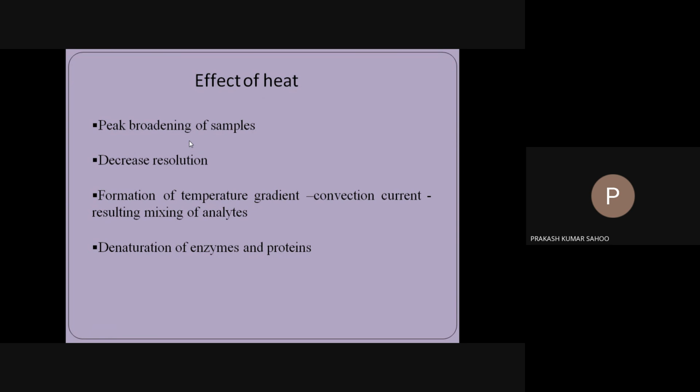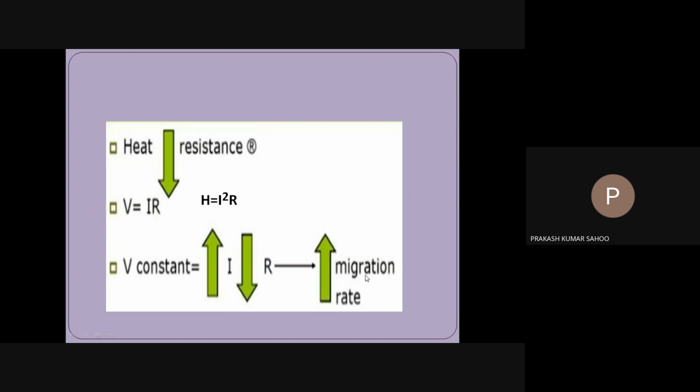Then there is formation of a temperature gradient, that is, change in temperature with area, then convection currents resulting in mixing of analytes, then denaturation of enzymes and proteins. So these things can be seen due to the effect of heat on electrophoresis.